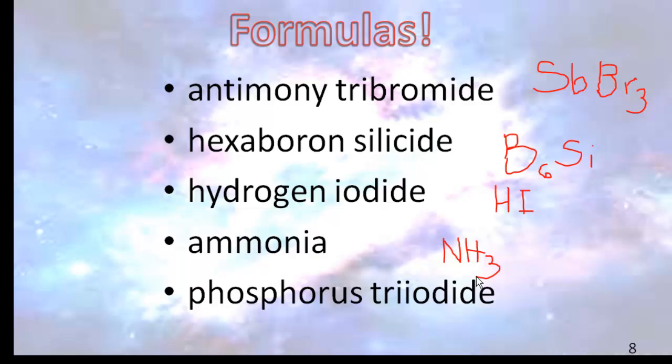And then phosphorus triiodide. What's phosphorus? And iodine. We did that before. That's I. How many do we have? 3. Okay.